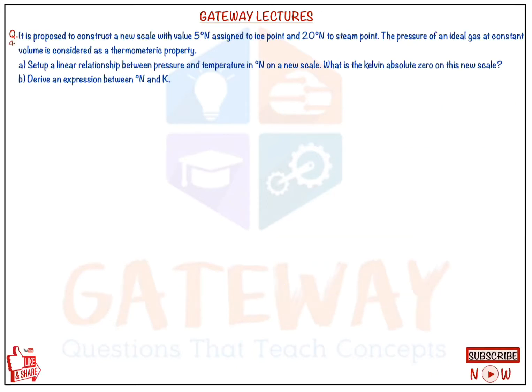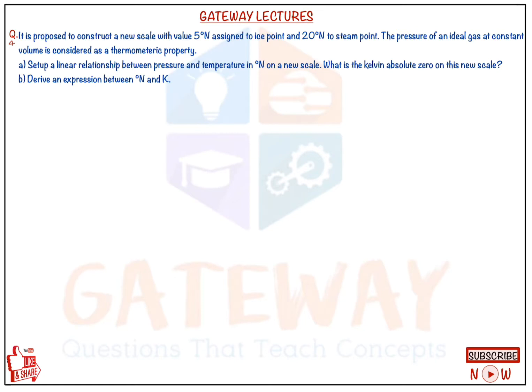It is proposed to construct a new scale with a value 5 degree n. So there is a scale it is proposed to be constructed with, and the scale name is degree n scale. Let it be. And the ice point of the scale is given as 5 degree n assigned to the ice point and 20 degree n to the steam point. So 20 degree n was the steam point value.